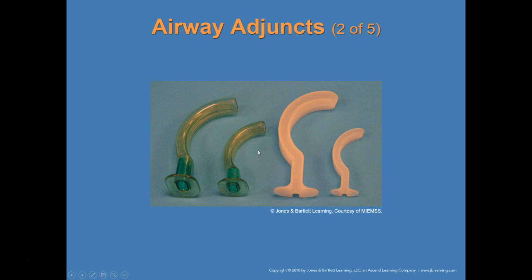So this end here has gone along the roof of the mouth until we met resistance. We rotate it, and then this curve is sitting along the tongue. The reason for that is, if we were to just shove it in this way, it's possible for this end to catch on the tongue and push it back, and then we don't have an open airway, a patent airway. So we've gone ahead and inserted it. This end rests against the patient's teeth or lips.